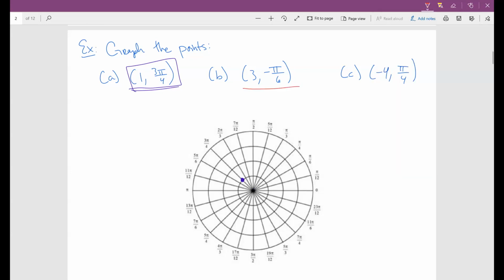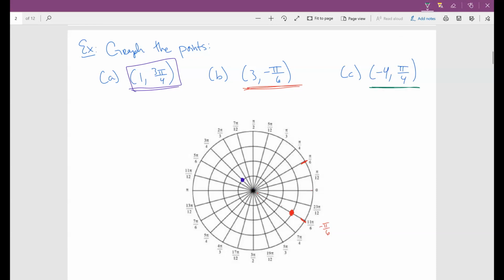Now I'm going to look at (3, -π/6). All right, so if this guy is π/6, that means -π/6 is right below 0, which is going to be this guy. So this guy is going to be -π/6. Now in this direction, how many units? I'm going forward in this direction, and I'm going to go 3 units over. 1, 2, 3. So this point right here is going to represent (3, -π/6).